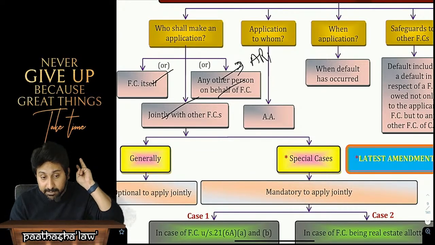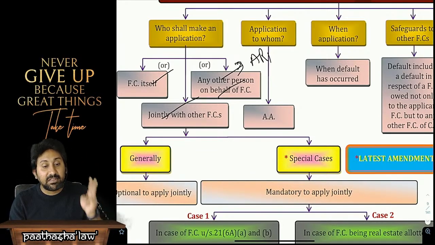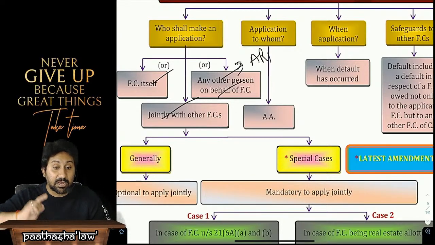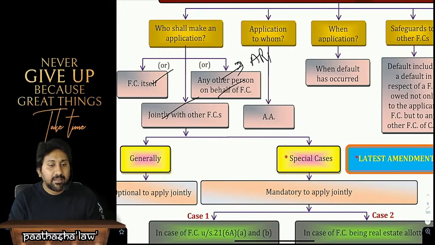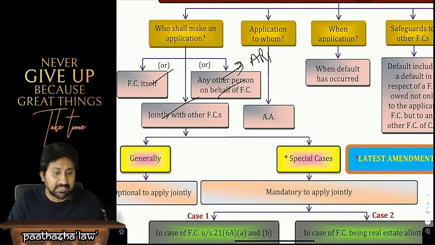That will be the authorized representative type number 3. Whenever the financial creditors are in the form of securities under section 21 subsection 6A clause A, it clearly says that whenever securities or debentures are issued by the company, an authorized representative will be appointed. Popularly we call him a debenture trustee.